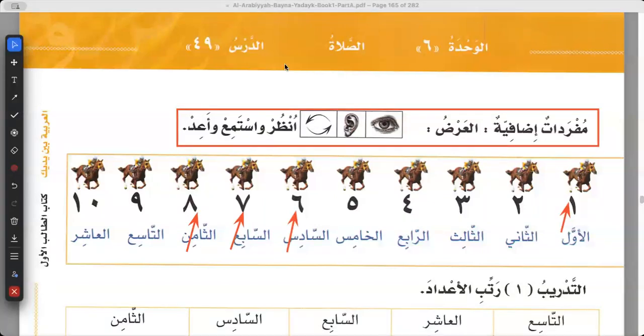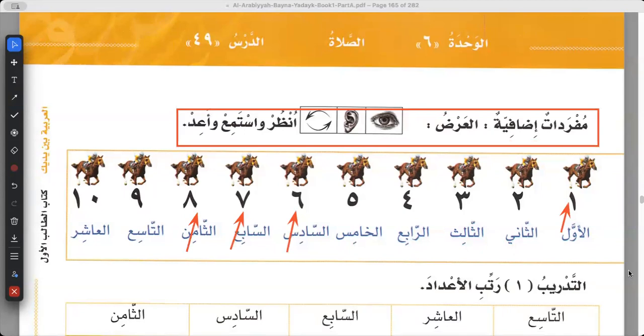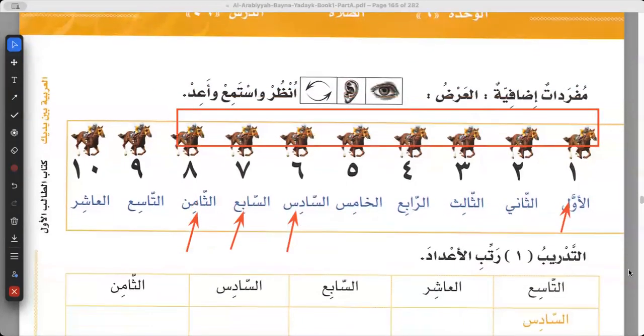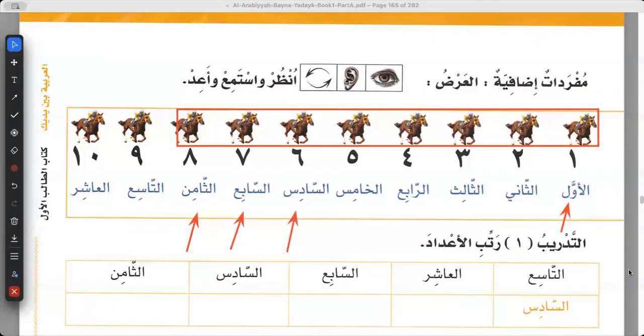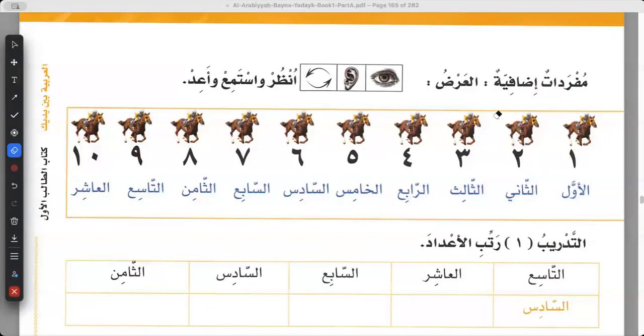All these numbers we are talking about today, they are masculine. Al-awwal is masculine, al-thani is masculine, al-thalith masculine, al-rabi' masculine, al-khamis masculine, al-sadis, al-sabi' masculine. Al-thamin, masculine. Al-tasi', masculine. Al-ashir, masculine.